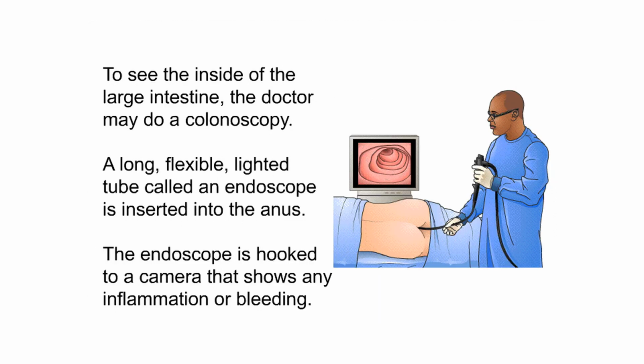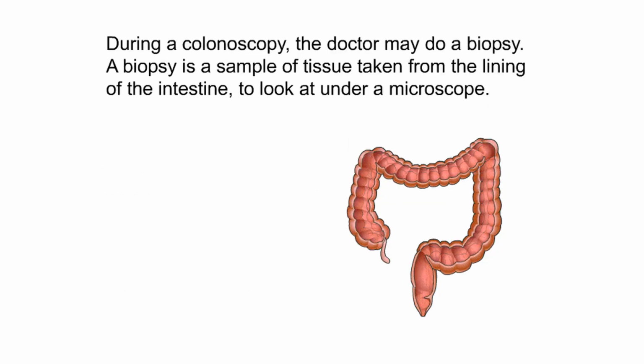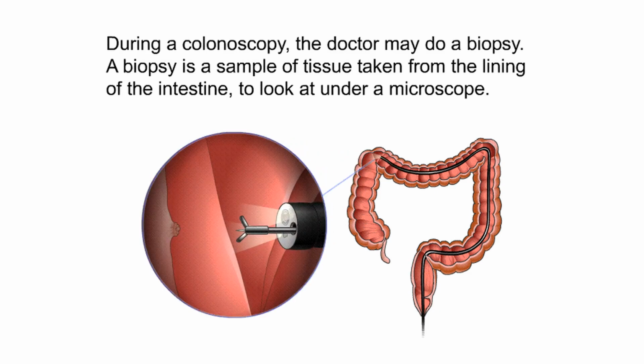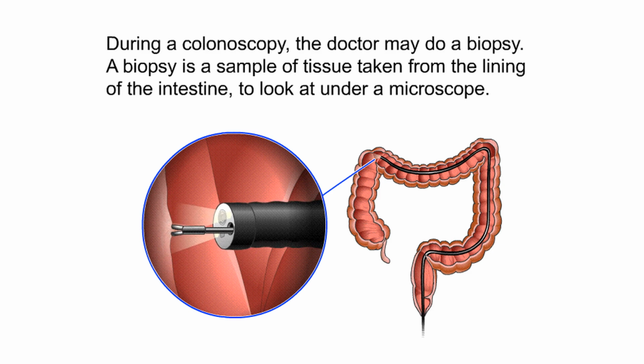To see the inside of the large intestine, the doctor may do a colonoscopy. A long, flexible, lighted tube called an endoscope is inserted into the anus. The endoscope is hooked to a camera that shows any inflammation or bleeding. During a colonoscopy, the doctor may do a biopsy. A biopsy is a sample of tissue taken from the lining of the intestine to look at under a microscope.